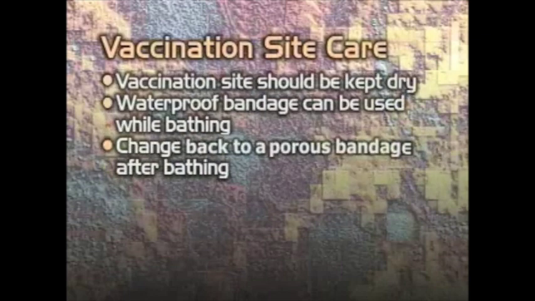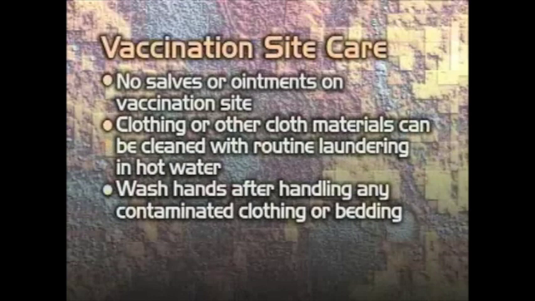The vaccination site should be kept dry, although normal bathing can continue. A waterproof bandage can be used while bathing, but should be changed back to a porous bandage such as gauze after bathing. No salves or ointments should be placed on the vaccination site. Clothing or other cloth material such as bedding that have had contact with the site can be cleaned with routine laundering and hot water. Individuals should wash their hands after handling any contaminated clothing or bedding.